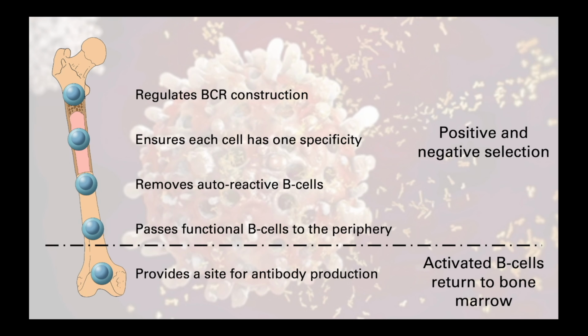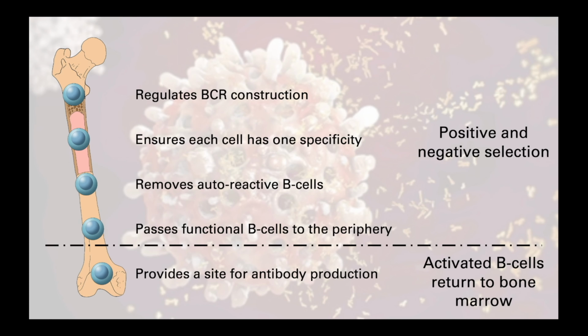So just to summarize this, the process of B cell maturation in the bone marrow allows for the regulation of the BCR construct, in much the same way as a T cell forms the T cell receptor. It ensures that each B cell has only one specificity, so it can only recognize one epitope. Those B cells that react against self-antigens are removed by negative selection, and then functional B cells are allowed to pass into the periphery to continue their journey into the lymphoid tissues, where they wait to encounter a circulating pathogen or instructions from dendritic cells and T cells to generate an antigen-specific response.